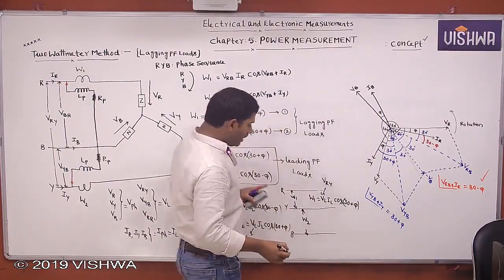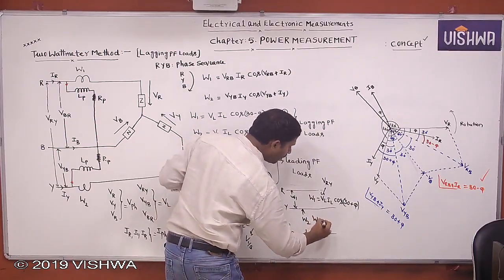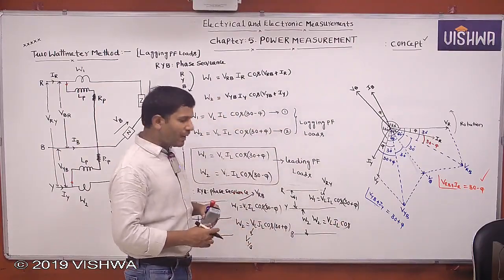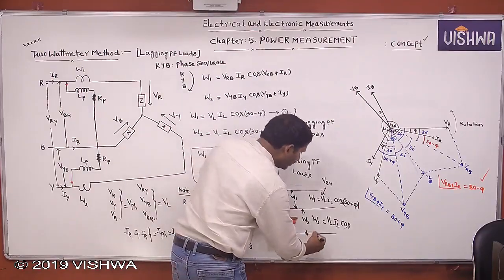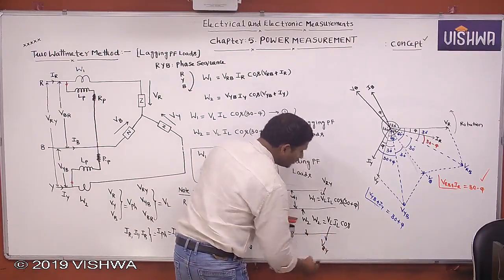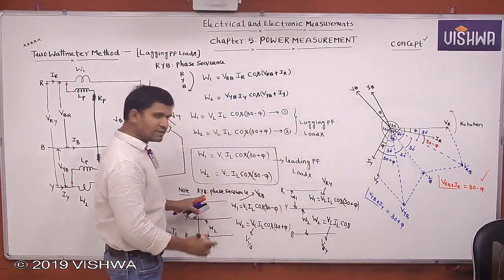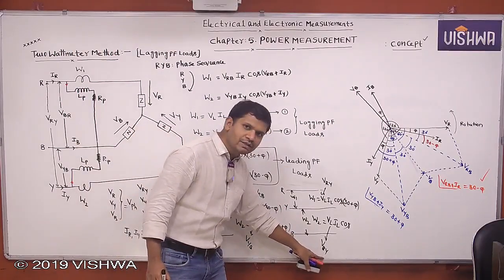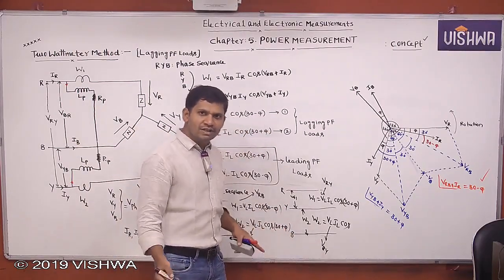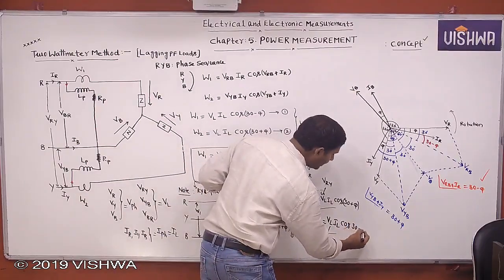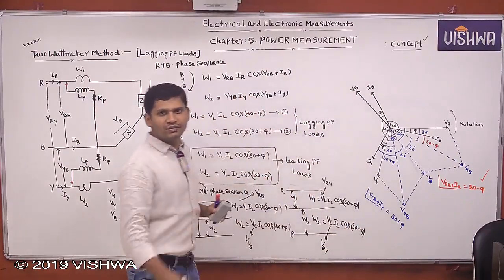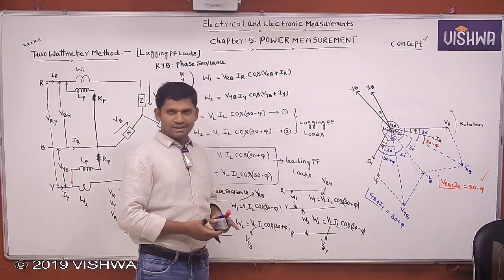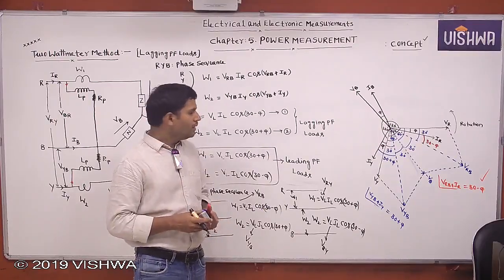Now W2. Tell me the W2 reading. W2 equals VLIL cos, you get 30 plus phi or 30 minus phi. It is connected between B and Y, so VBY. After B, according to the phase sequence, what do you want to get? R. But here, after B, what is given? VBY. Phase sequence is not followed. Then you take 30 minus phi. Like that, the wattmeter readings will change based on the connection. That's very important. This is for lagging power factor.